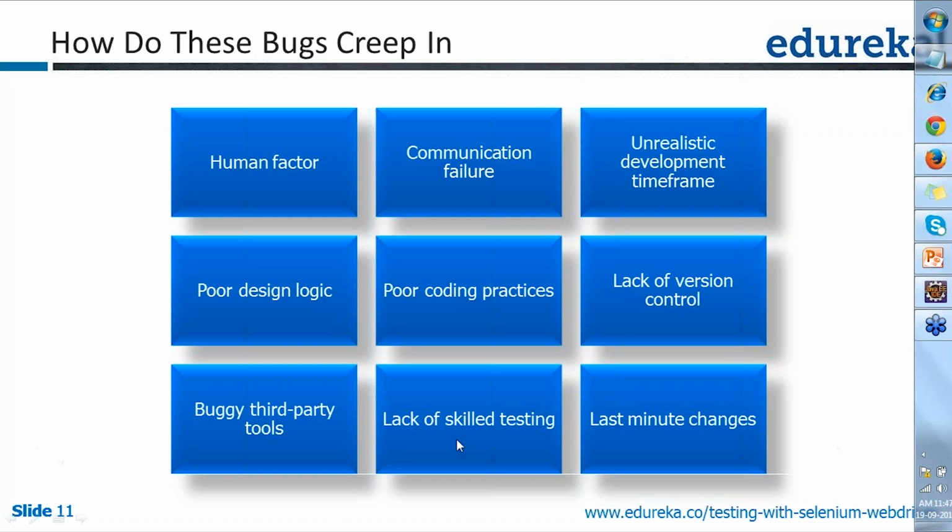And the last reason is a last-minute change. It means we are ready to release our product to production, and at the last minute our product manager says, oh god, I missed a requirement, you have to build it today itself. These things get introduced and we don't have any further time for testing. This kind of thing can introduce a lot more bugs in your application.